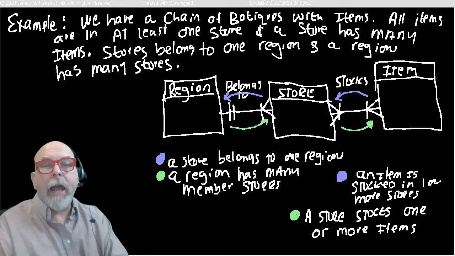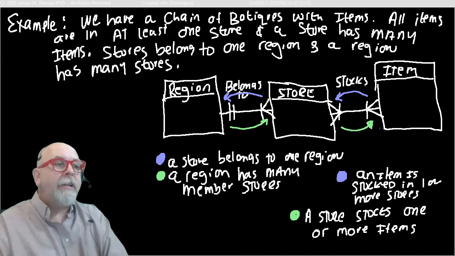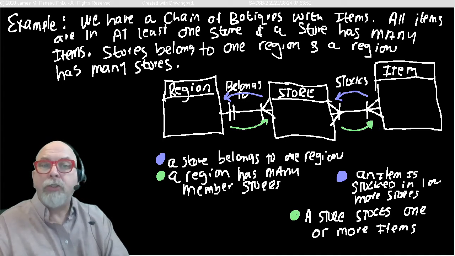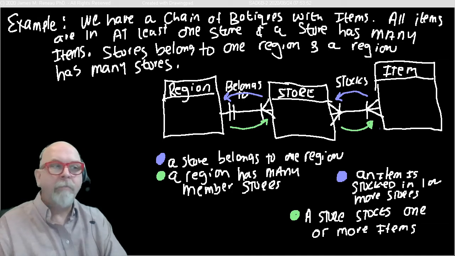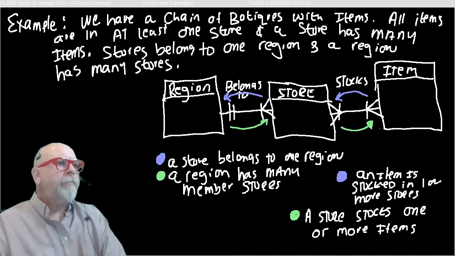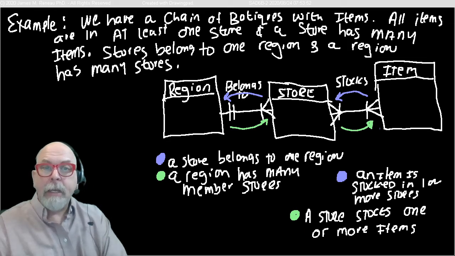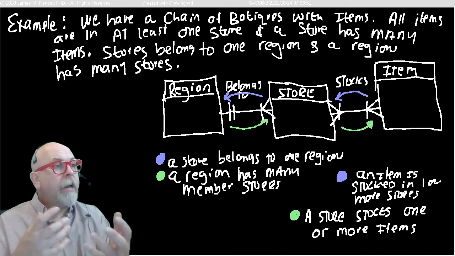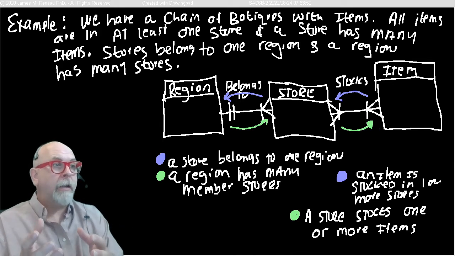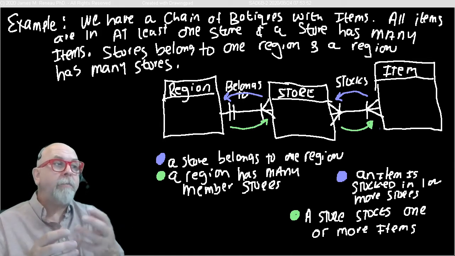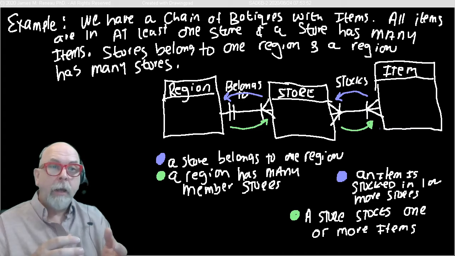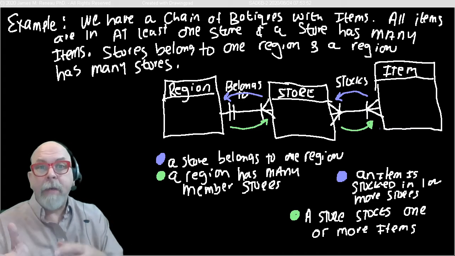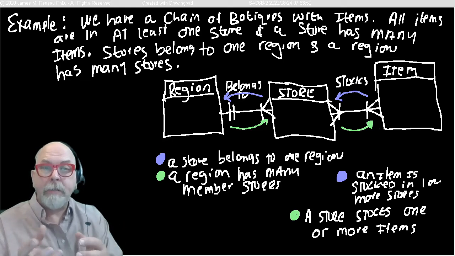So here I have an example. Let's imagine that we have a chain of stores. We've got a group of boutiques that sell stuff. And each boutique is full of items, and we're trying to track our inventory. So a boutique has many items in the store, and an item can be in many stores. So the relationship between store and item is that.